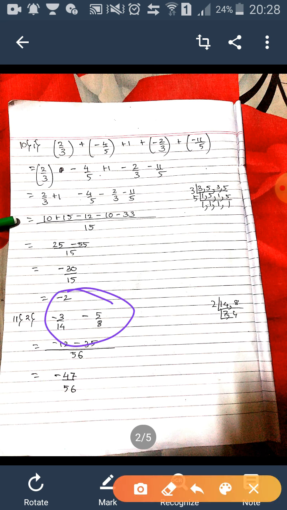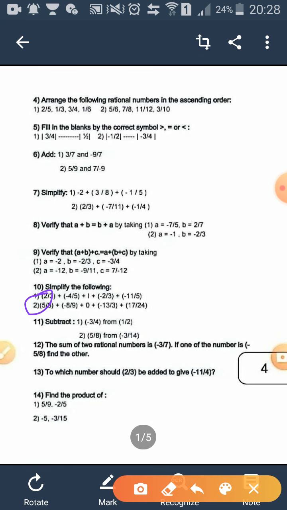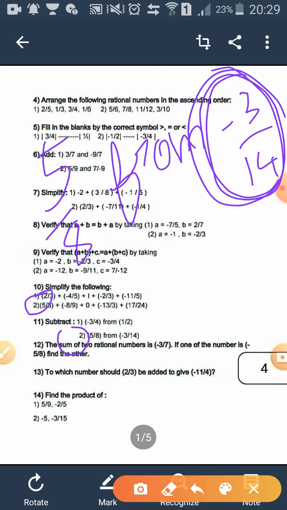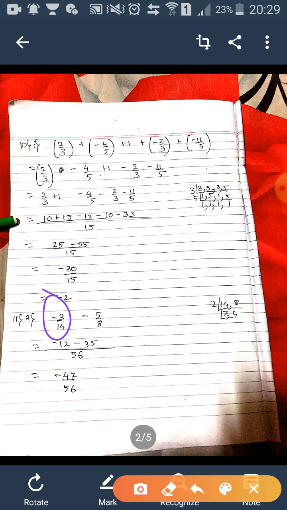Now we will do this one, minus 3 by 14 minus 5 by 8, which is 10 part 2. I have left it for you. Then I decided to do 11 part 2, where they are asking us to subtract 5 by 8 from minus 3 by 14. So you know the rule of subtraction: the thing after 'from' you write first, and then this thing you write later. So that is what I did. The thing after from, minus 3 by 14, I wrote in the beginning, then minus because they asked us to subtract, and finally 5 by 8.